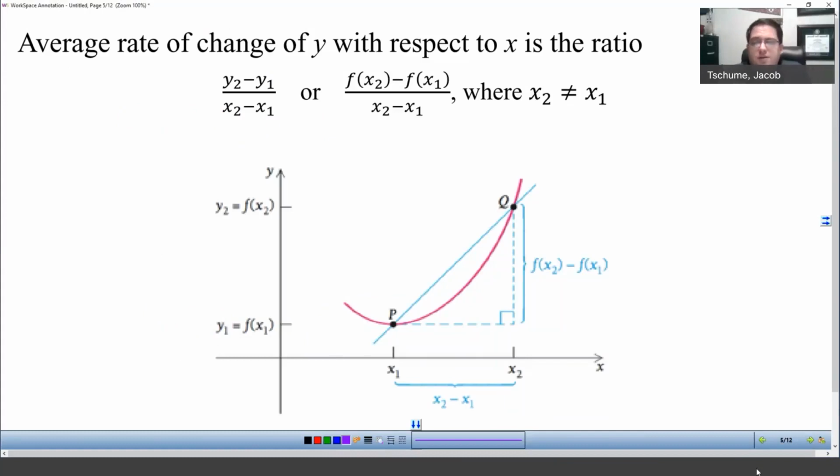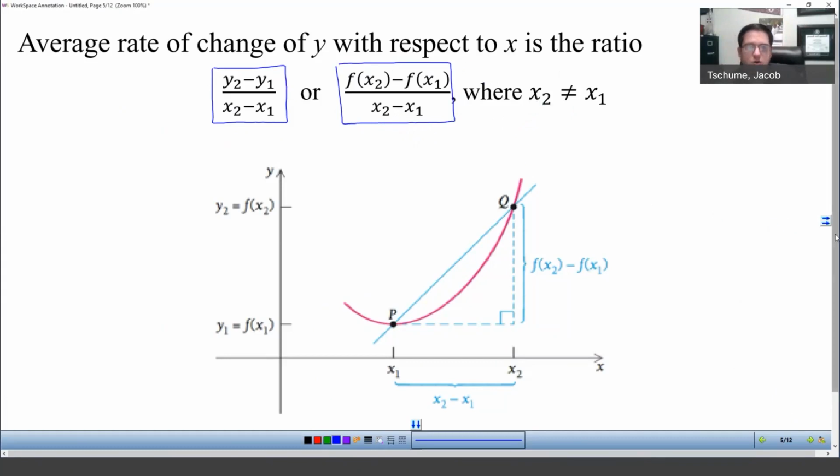So if you want to calculate the average rate of change of y with respect to x, it is the following ratio. You can do it one of two ways. You can represent it as the formula y2 minus y1 over x2 minus x1, or you can think of it in the form f of x2 minus f of x1 over x2 minus x1. As long as x1 and x2 are not the same thing, you can use either one of these formulas. Now, y1 and y2 can be the same thing. It doesn't happen very often, but it is an option, right?